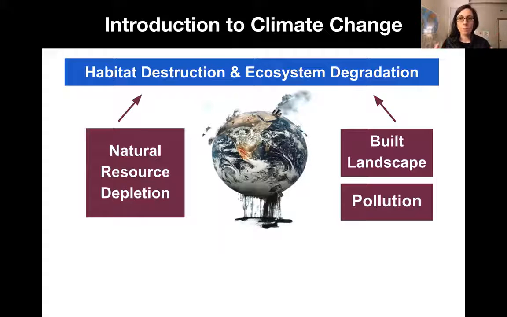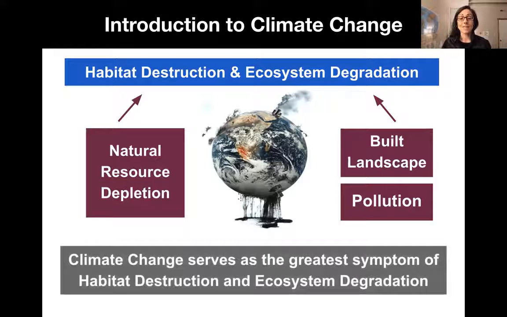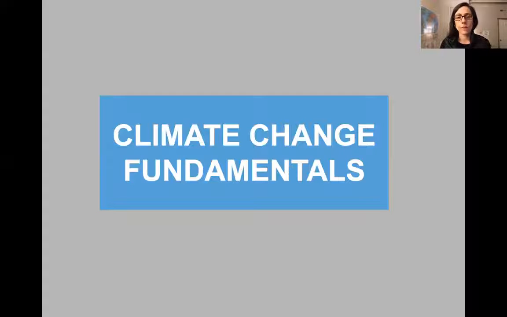So human impact and ecological overshoot is really this idea of habitat destruction and ecosystem degradation. So you've got natural resource depletion, built landscape, and pollution all contributing to that. Now, climate change serves as the greatest symptom of all of these things. And so I think showing that there's two different crises and that we really need to tackle both of them is important. So let's get into the climate change fundamentals.